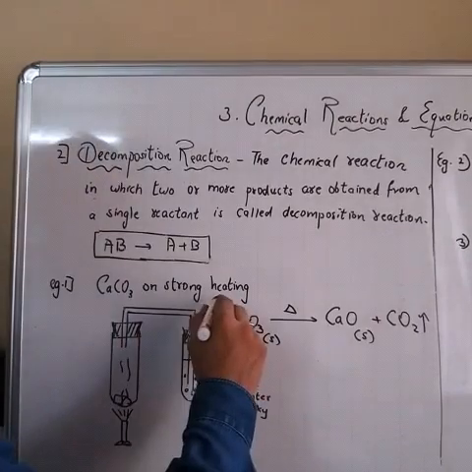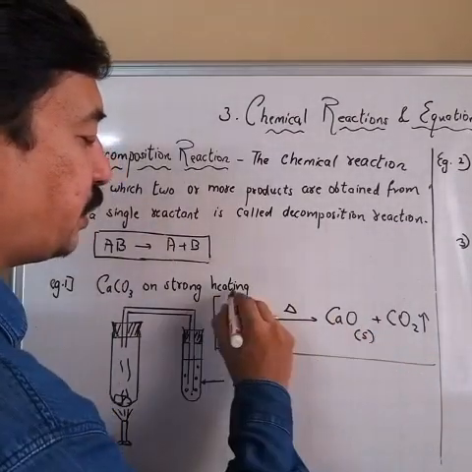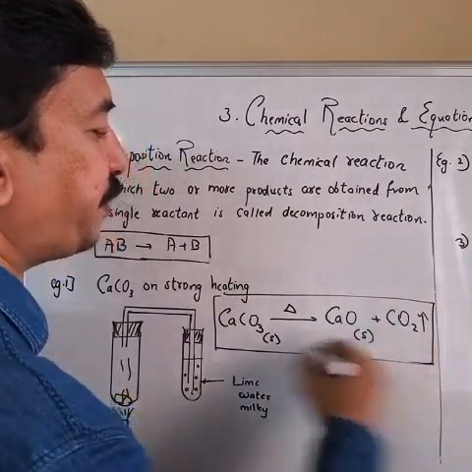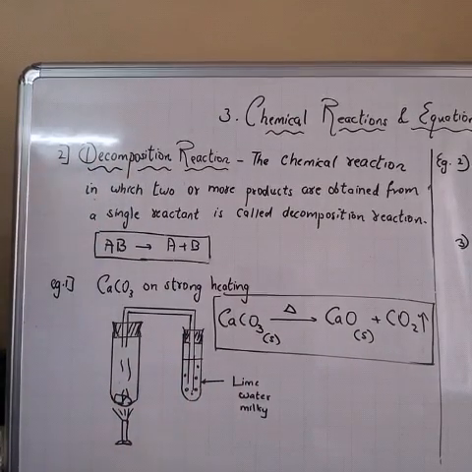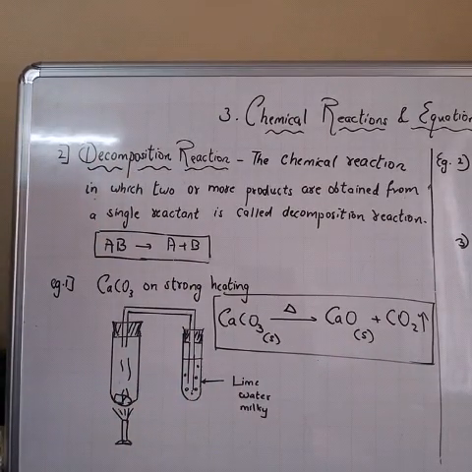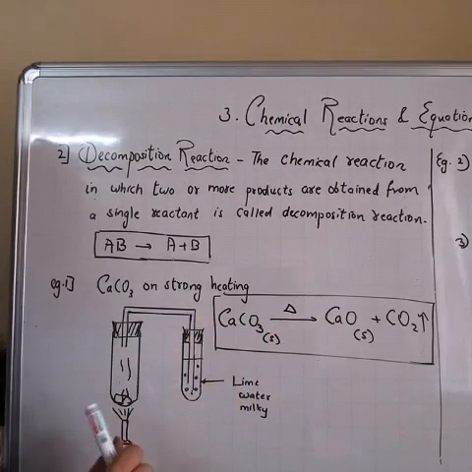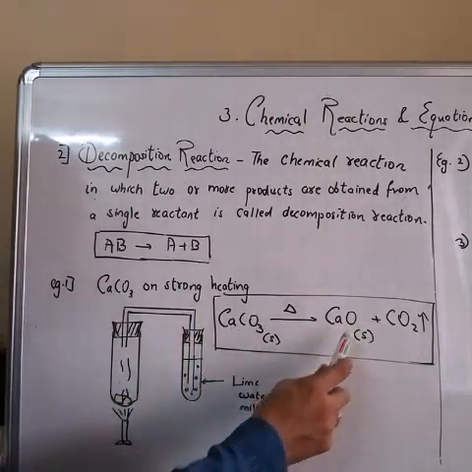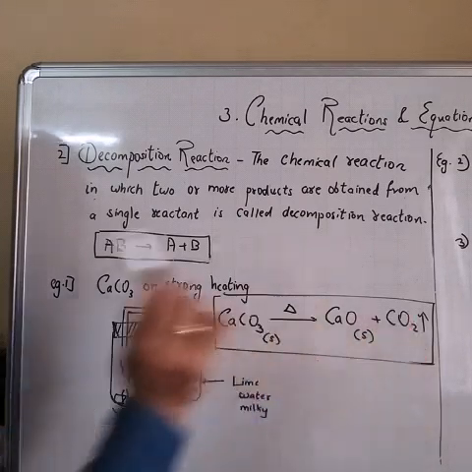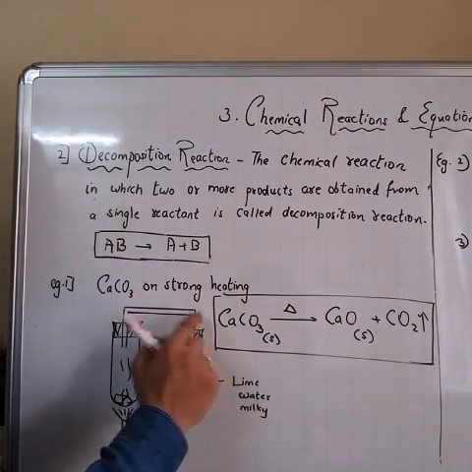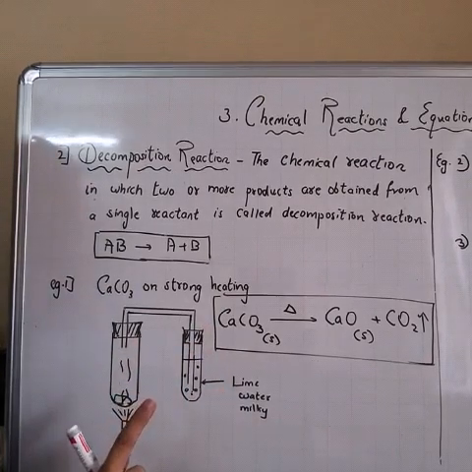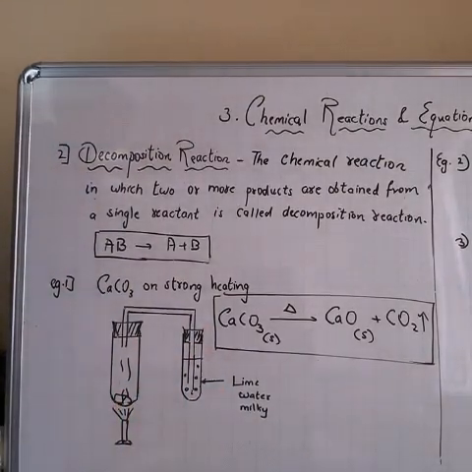Now after writing the chemical equation, the first thing we have to do is to check whether it's balanced or not. Count the number of atoms on left hand side and right hand side. Calcium is 1, calcium is 1. Carbon is 1, carbon is 1, oxygen 3, oxygen 3. So the equation is perfectly balanced. So that is the first example for decomposition reaction.